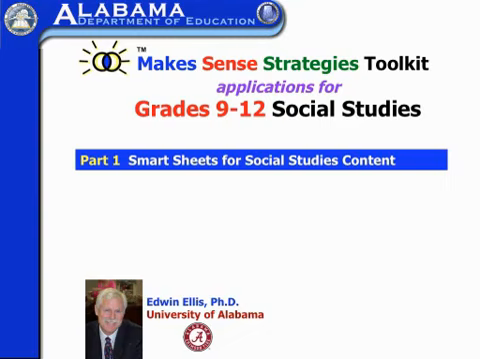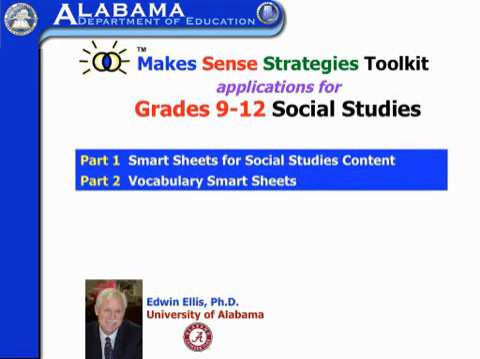The first one, we're going to be focusing on a range of smart sheets for teaching history, and we're going to look at some samples of how teachers have used them to teach various standards. And then we're going to take a look at what are called vocabulary smart sheets, and these are specifically designed for vocabulary instruction. And of course there is a ton of vocabulary that is addressed when you're teaching history, so these might be of a lot of use to you.